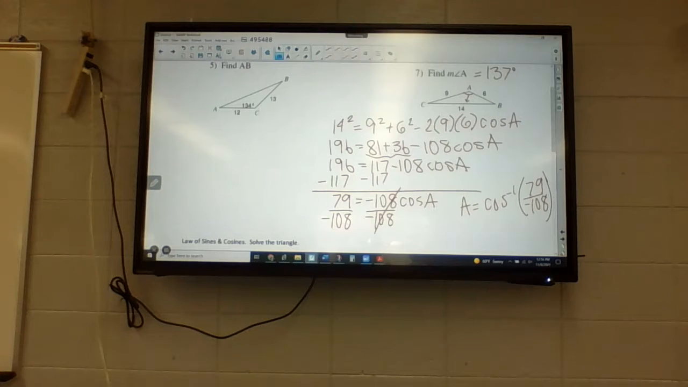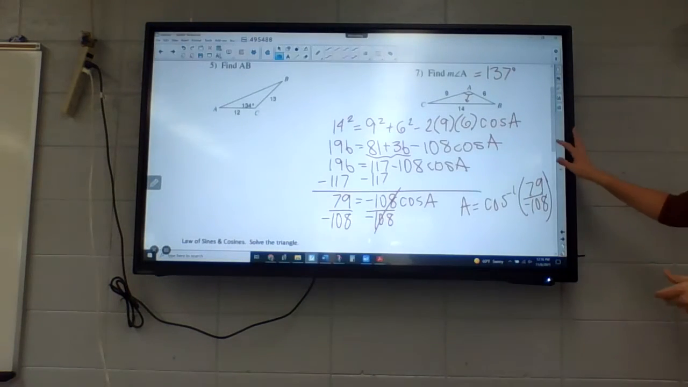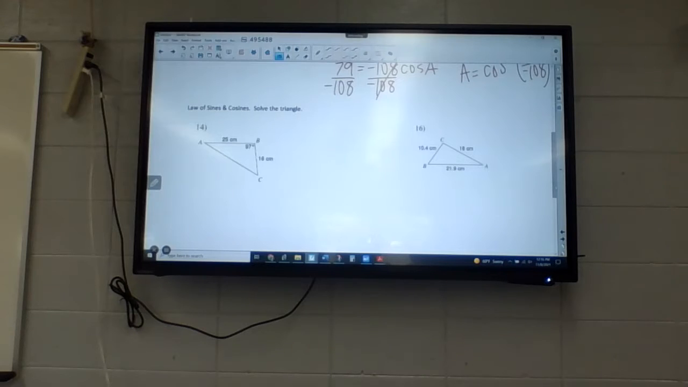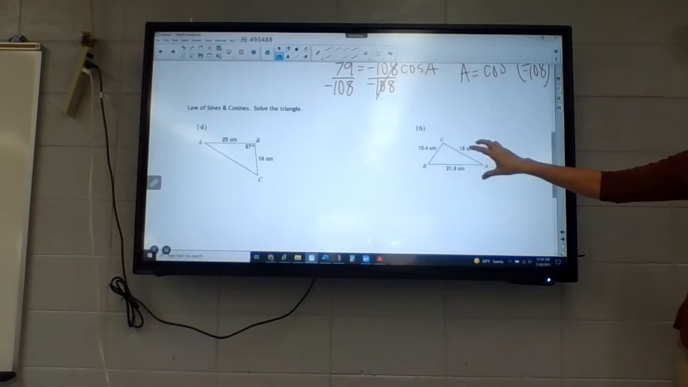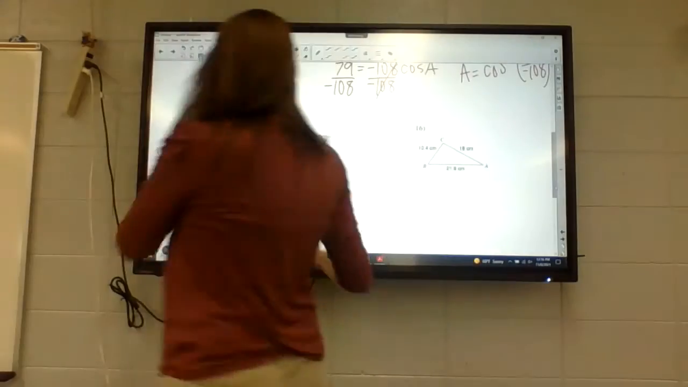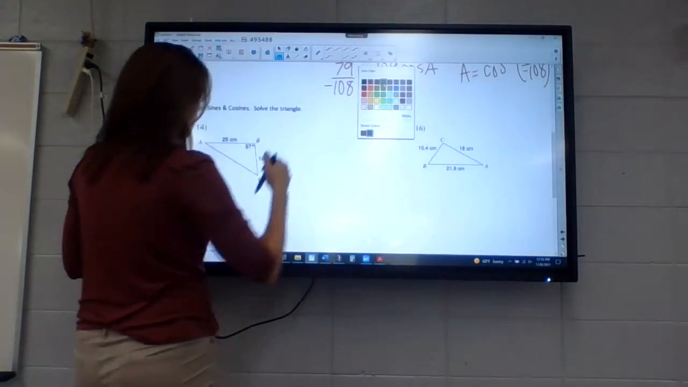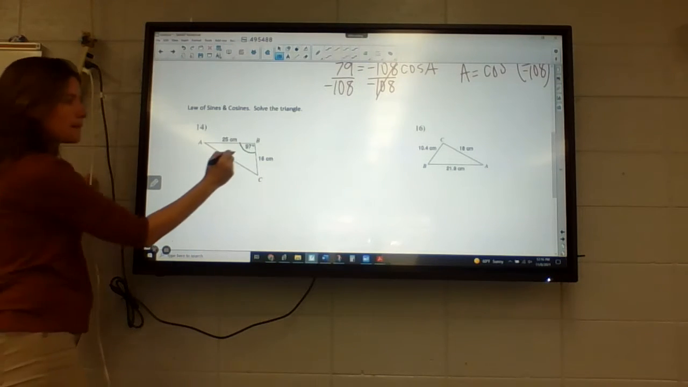All right, and then 14 and 16 ask us to use law of sines and cosines to solve the triangle. Number 16 is actually really similar to 7. Once you have that angle, then you have to use law of sines though. So let's start with 14, and I might start it, I may not finish it completely though, to solve the whole triangle.